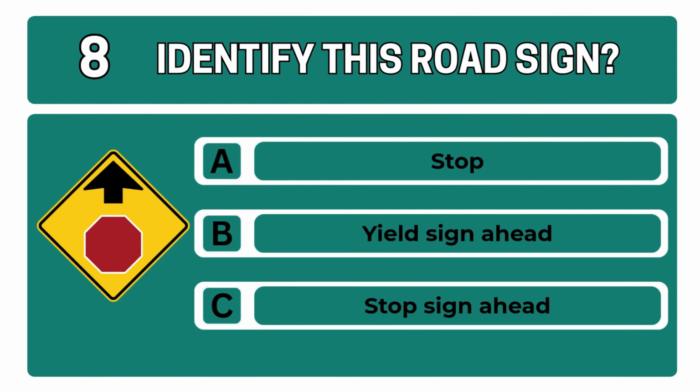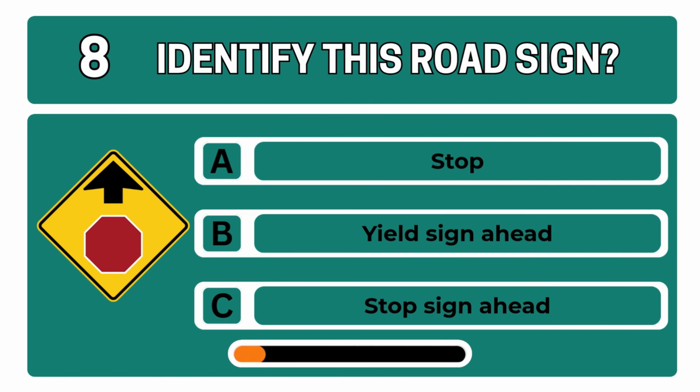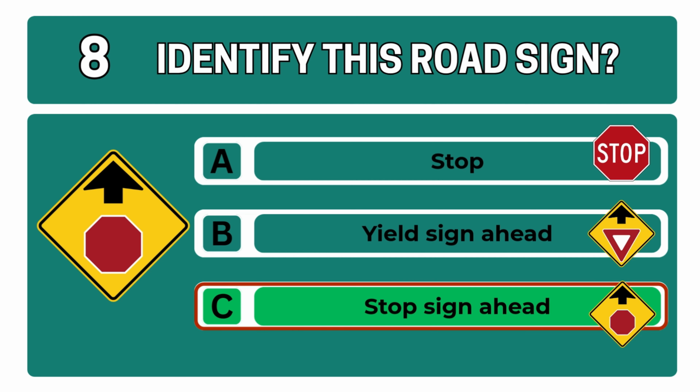Question 8. Identify this road sign. A. Stop. B. Yield sign ahead. C. Stop sign ahead. The answer is C. Stop sign ahead.